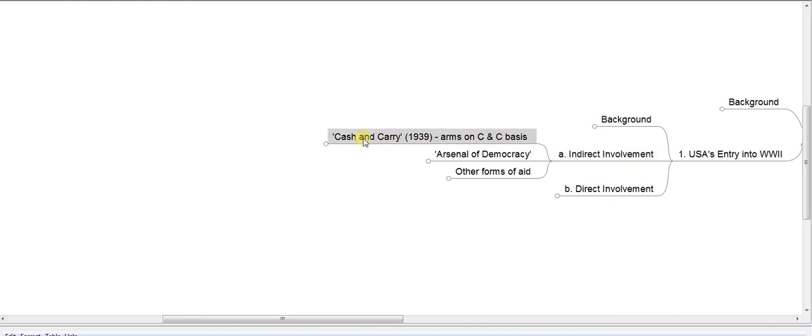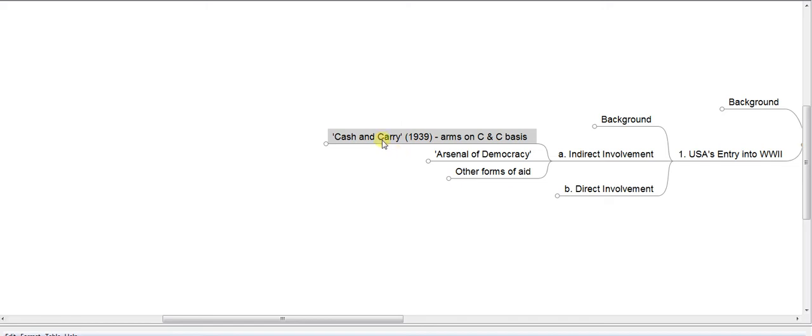So essentially, what cash and carry meant was that the British and French, people like that who wanted to buy arms from America, had to pay up front, in cash, to get the weapons, and they also had to carry their own weapons back to Europe. So basically, Americans would not settle transportation for them.